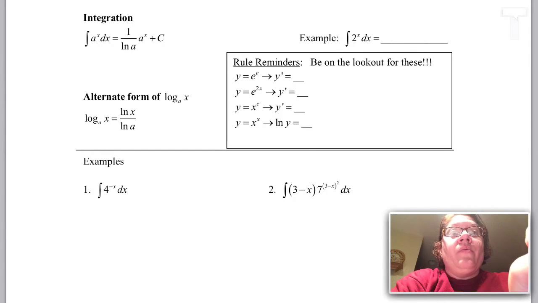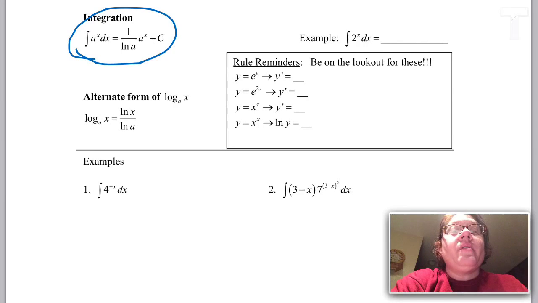Notice on this rule that you have up here for integration that x is positive. So when I look at problem 1, I notice that my exponent is negative, and I don't want it to be negative. I want it to be positive so I can use that rule. So on this one, I'm going to have to use a u substitution.